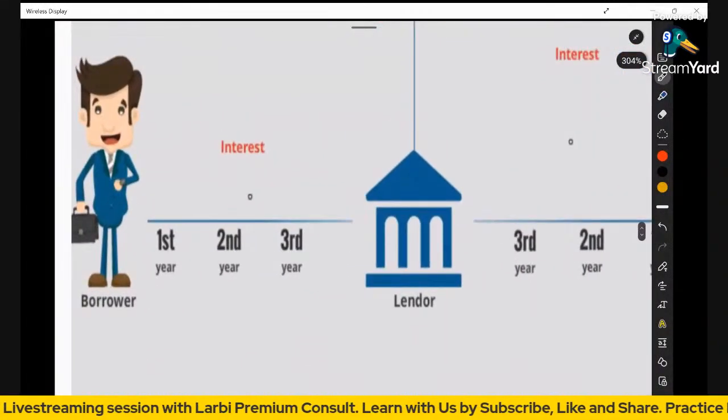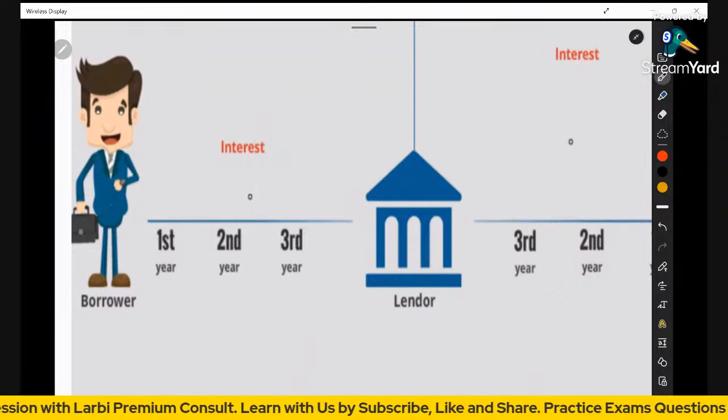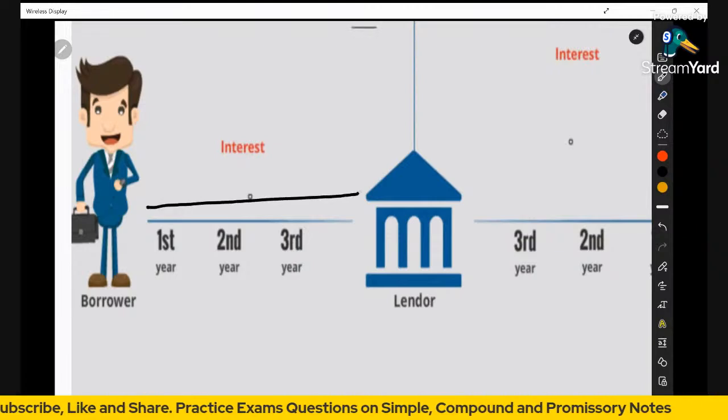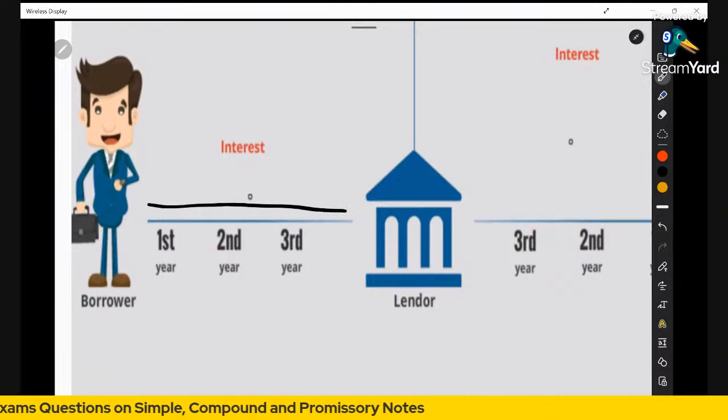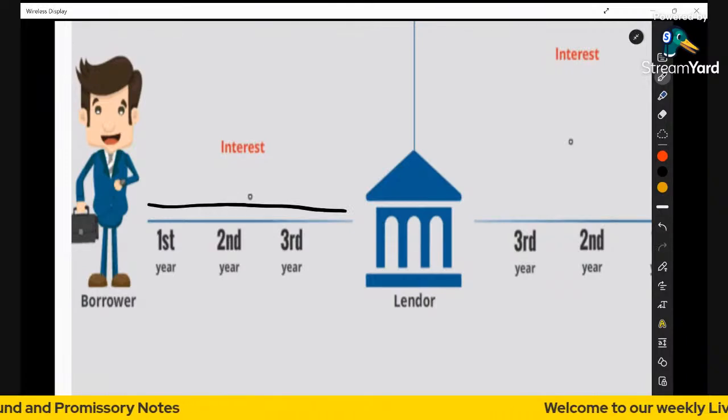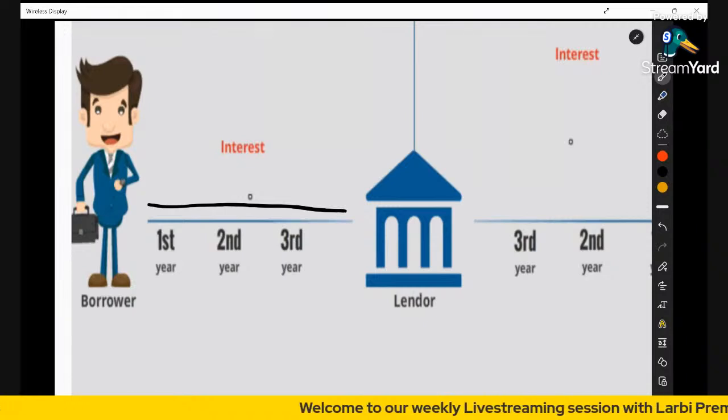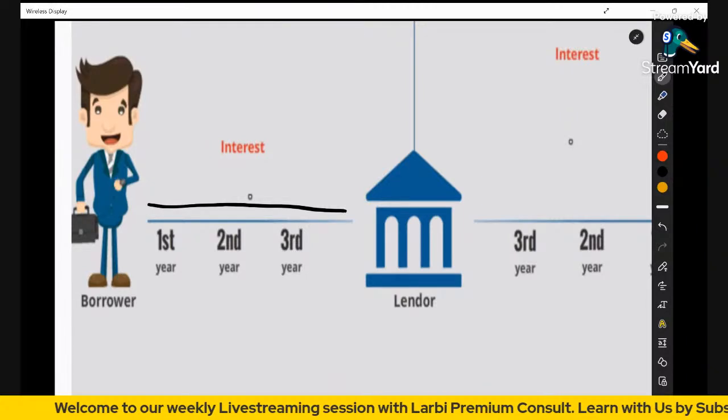This kind of dot here shows that simple interest, when you plot it on a graph, will have a straight line. Actually mine is not straight, but it is telling us that when we compute simple interest, we compute it just once, irrespective of the period. If it is 3 years, 4 years, 5 years, just once, and that is all.